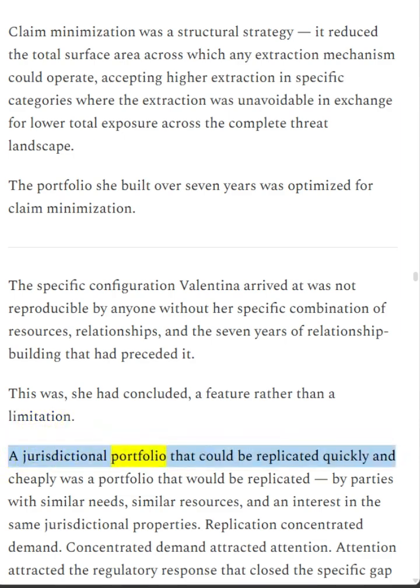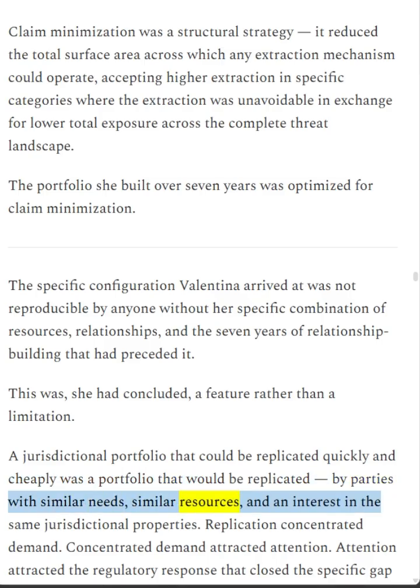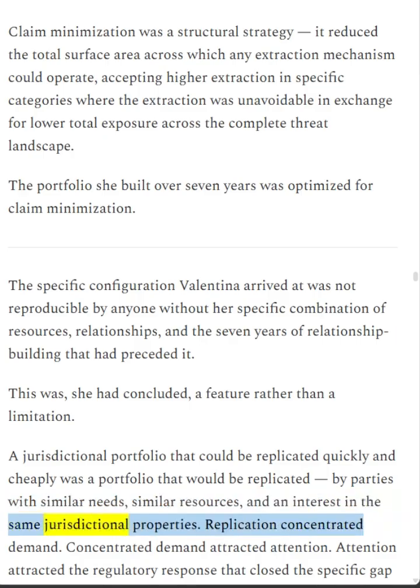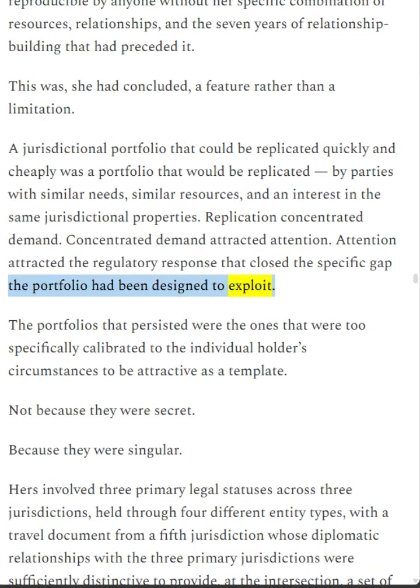A jurisdictional portfolio that could be replicated quickly and cheaply was a portfolio that would be replicated by parties with similar needs, similar resources, and an interest in the same jurisdictional properties. Replication concentrated demand. Concentrated demand attracted attention. Attention attracted the regulatory response that closed the specific gap the portfolio had been designed to exploit. The portfolios that persisted were the ones that were too specifically calibrated to the individual holder's circumstances to be attractive as a template. Not because they were secret, because they were singular.